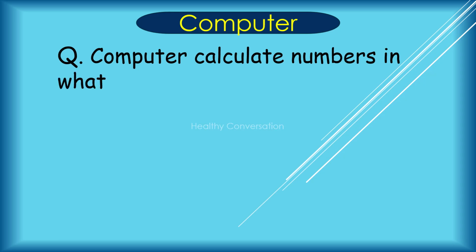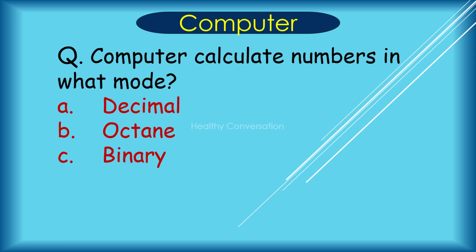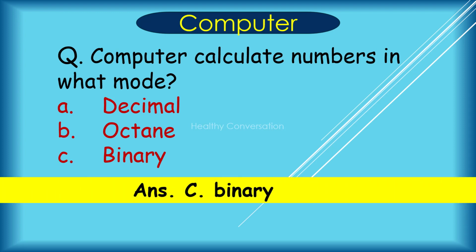Question. Computer calculates numbers in what mode? A. Decimal, B. Octal, C. Binary. Correct answer is C. Binary.